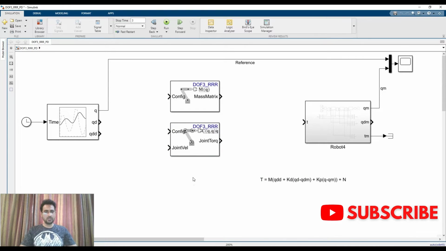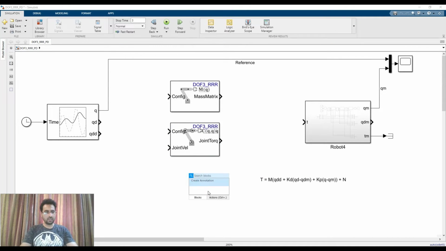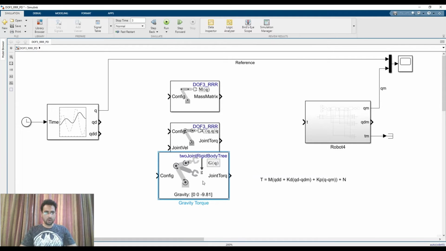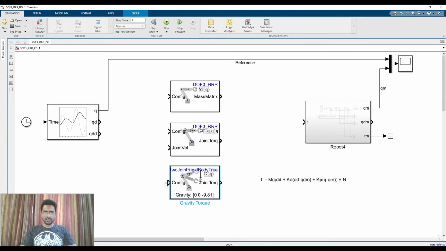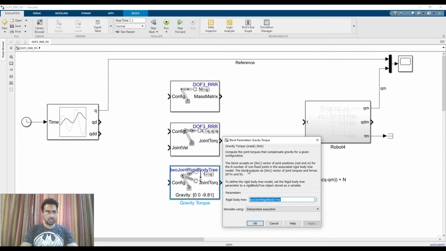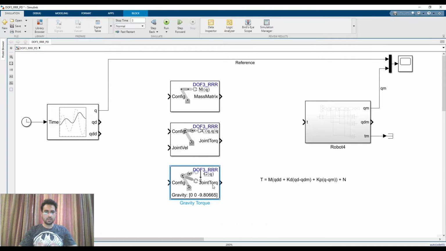And the last thing we need is a gravitational torque block, and I can get that block from the Robotics System Toolbox. Once again, it requires only the configuration. So configuration will come from here, and it will give me the gravitational torque, and I need to tell it what rigid body tree it should use. So that's it.